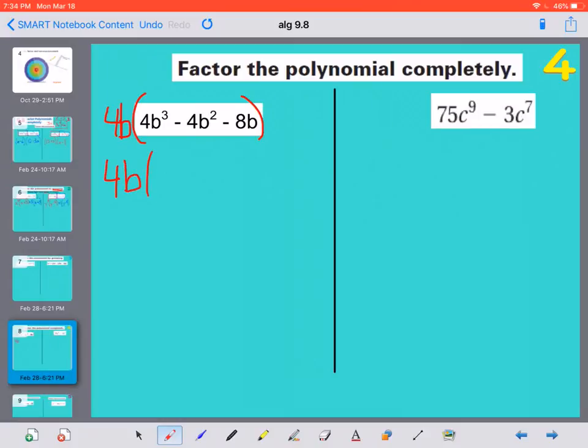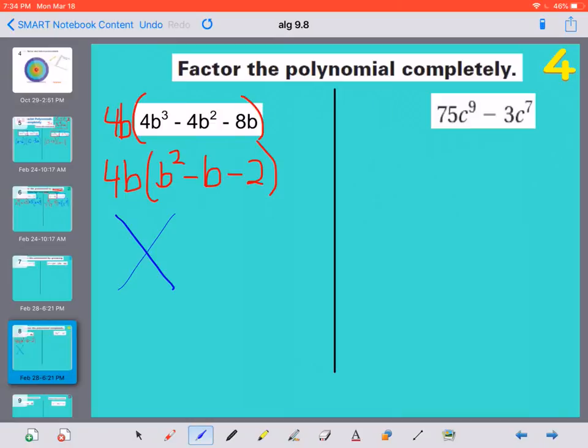If I take out 4b from 4b cubed, I'm left with b squared. If I take out 4b from negative 4b squared, I'm left with a negative b. And if I take out 4b from negative 8b, I am left with a negative 2. So now what I need to factor is b squared minus b minus 2. So I'm going to draw my diamond.